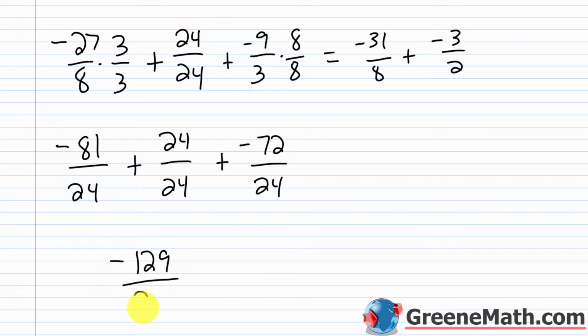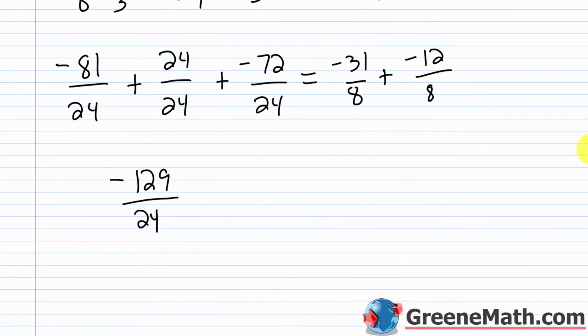So we would have negative 129 over 24. So this is equal to, and then over here, really I can easily see that the LCD is going to be 8. So I just need to multiply this side by 4 over 4, and I'd have negative 31/8 plus negative 3 times 4 is negative 12 over 2 times 4 is 8. So negative 31 plus negative 12 is going to be negative 43. So we'll have equals negative 43/8.